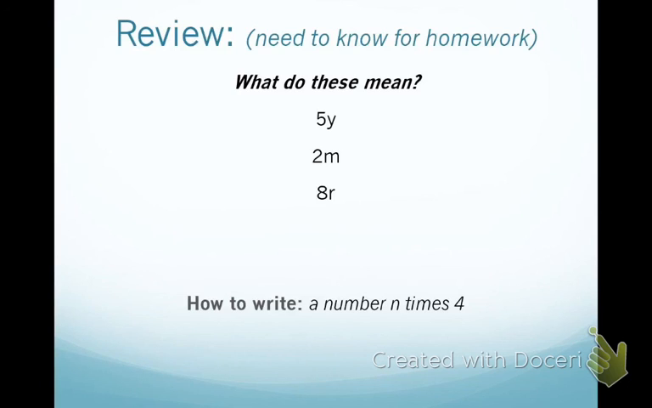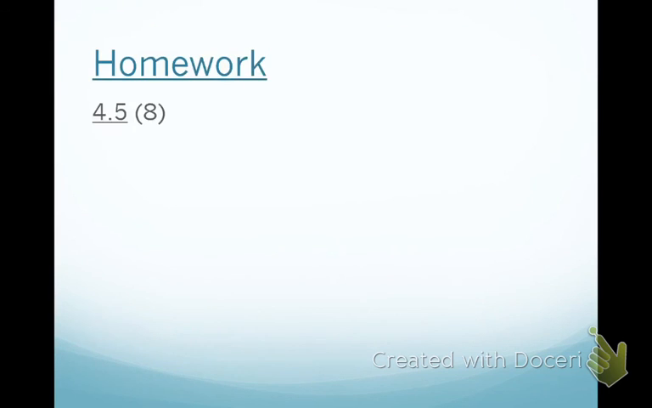What does 5 next to a y mean, class? Multiply. That means 5 times y. So what does 2m mean? 2 times m. What does 8r mean? 8 times r. So on your homework tonight, you're going to have something that says this. A number n times 4. How will you write a number n times 4? Reagan. 4 and an n. 4 with an n next to it. This means 4 times n, all right? Tonight on your homework, you're going to have to know or remember how to do something like that, all right?